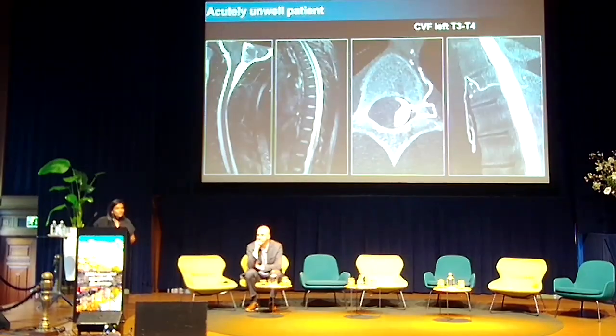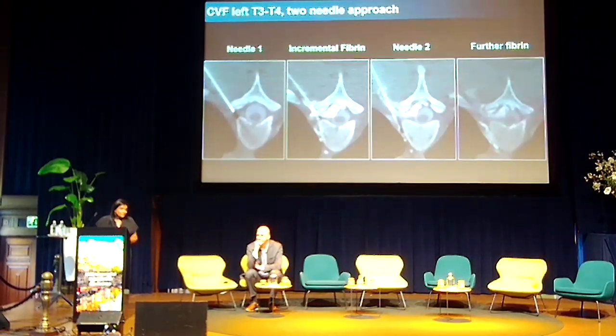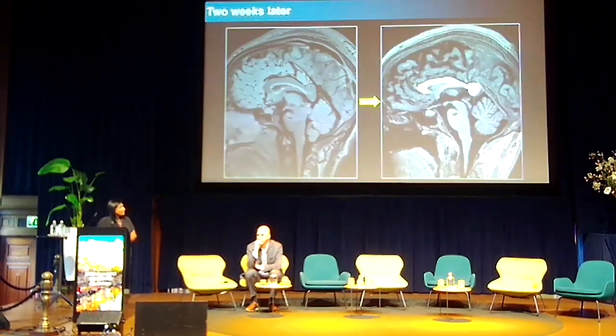Now, he was young. He was only 27. He had no fluid, but he had this massive fistula. And he was still relatively sick. So even though it was a massive fistula, we did incremental fibrin here as well. And the patient did really well. He's completely symptom-free now, and his brain MRI has resolved.